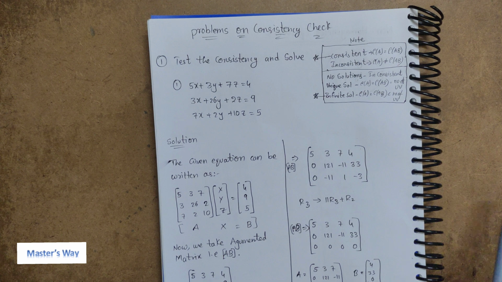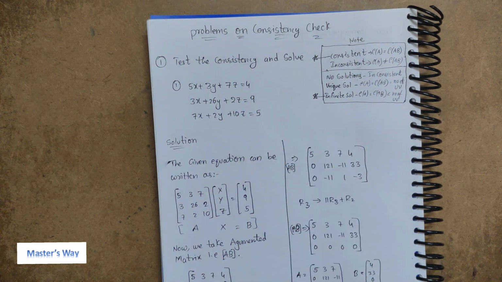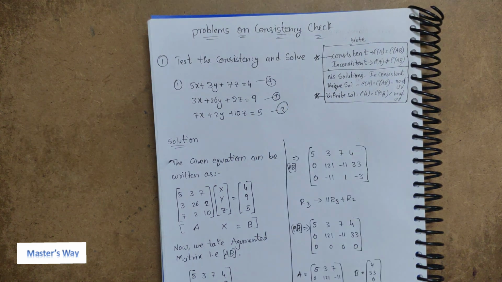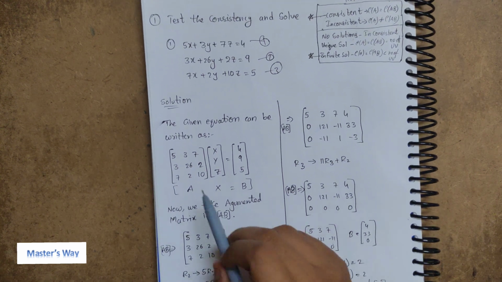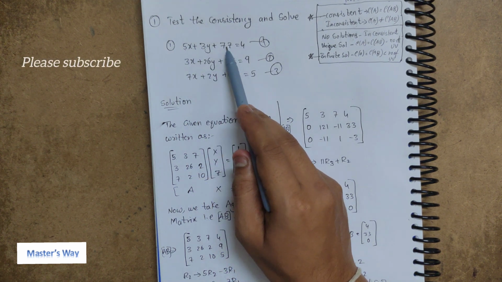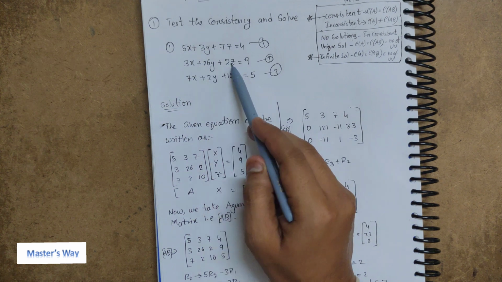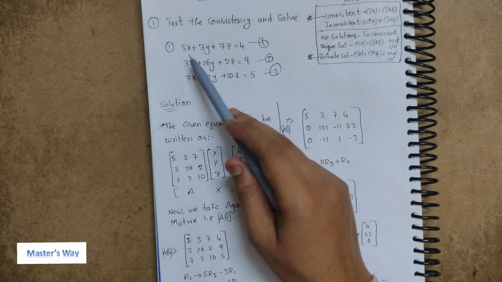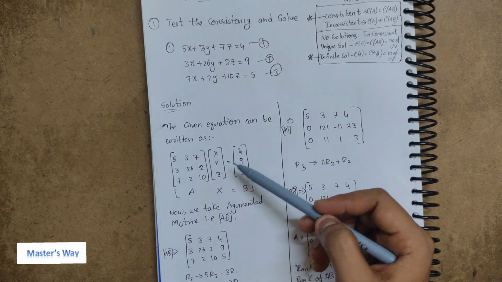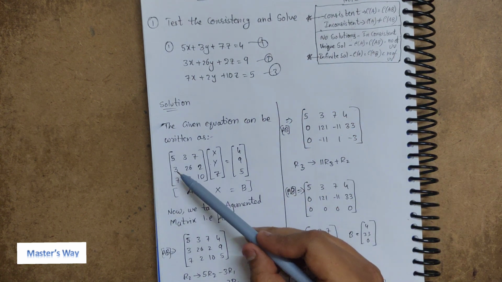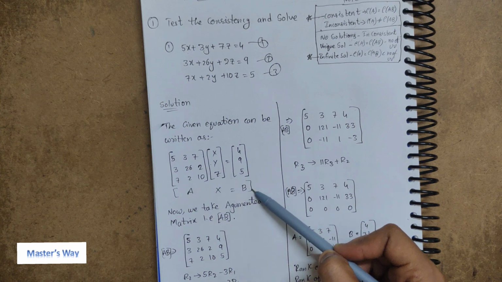First, let's see, we have a system of equations, these three equations. Let's first write this system of equations in the form of matrix. You can observe here 5, 3, 7, which I have extracted as the coefficients of unknown variables. 5, 3, 7 in row 1, 3, 26, 2 in row 2, 7, 2, 10 in row 3, and x, y, z are unknown variables which are written in this matrix. 4, 9, 5 written in this matrix.